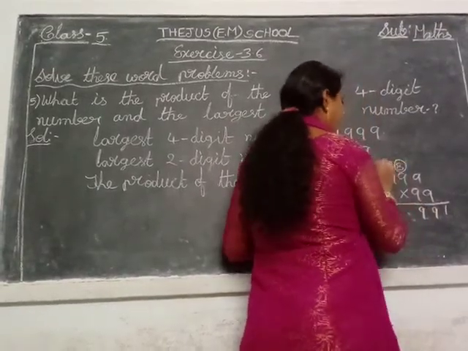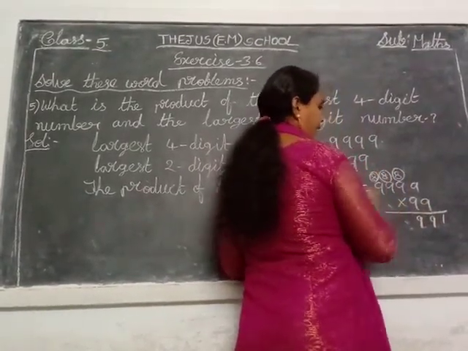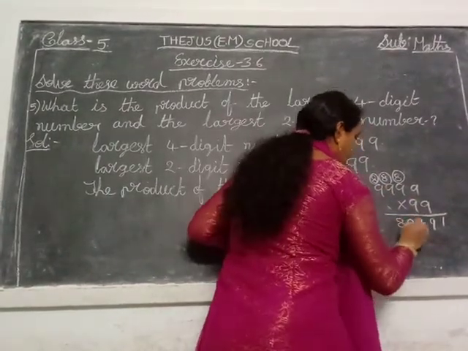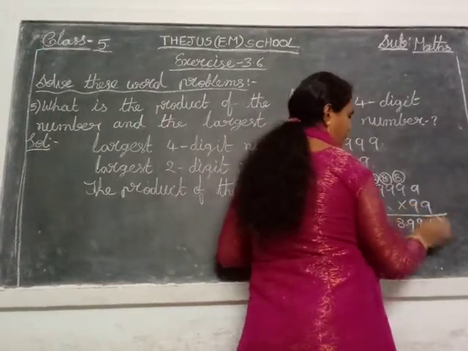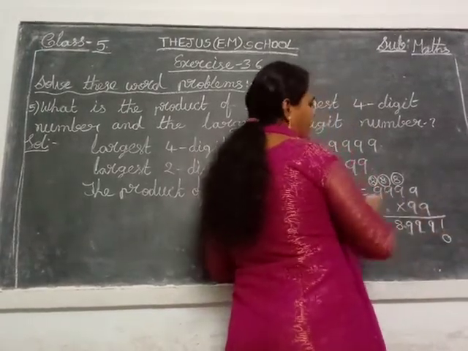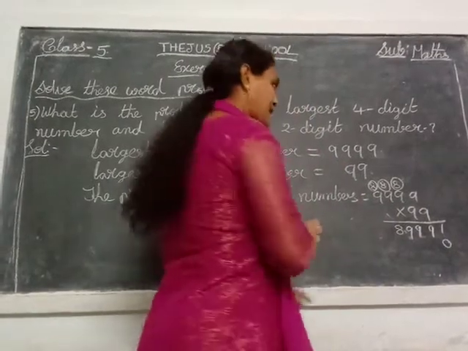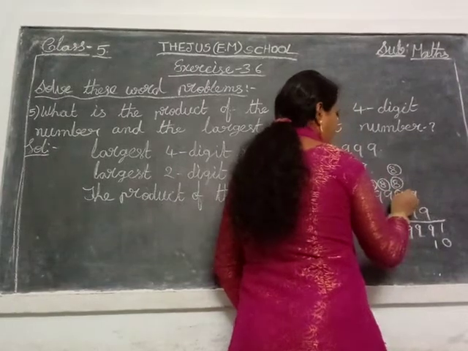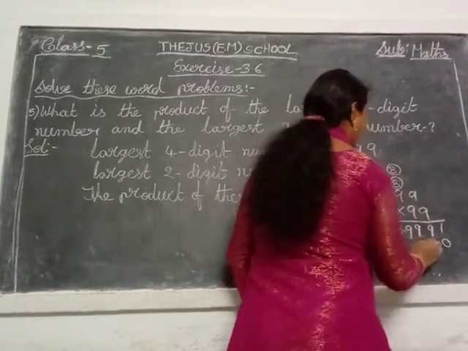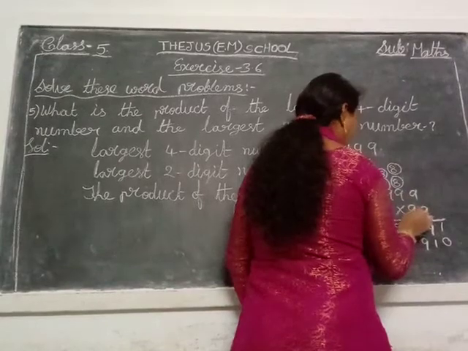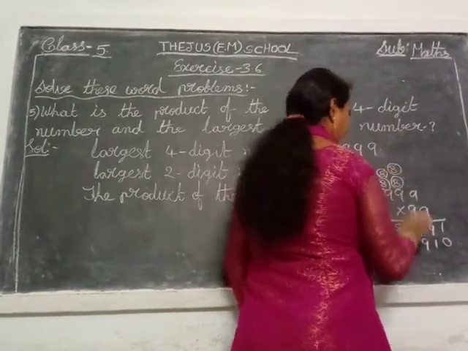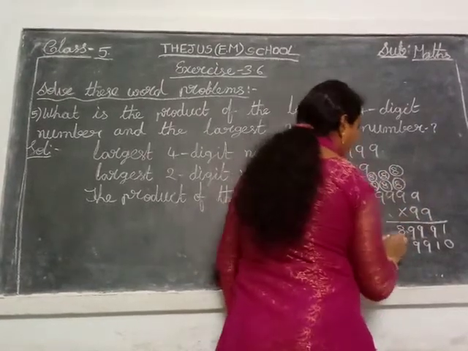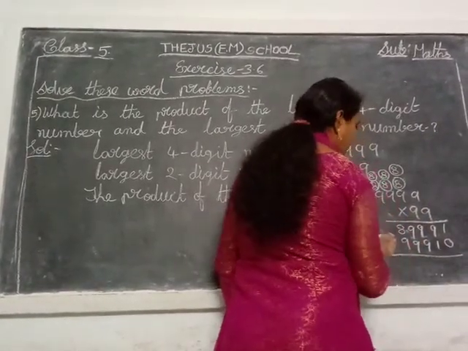Again 9 nines are 81 and 89. Add this number, 8, 89. Again you write 9 and 8. So 9 nines are 81 plus 8, again 89. Now ones place completed. Now tens place number, children. Again the same numbers will come, or no? Yes. See, 9 nines are 81 plus 8, 89. Again 9 nines are 81 plus 8, 89. So add these numbers now.